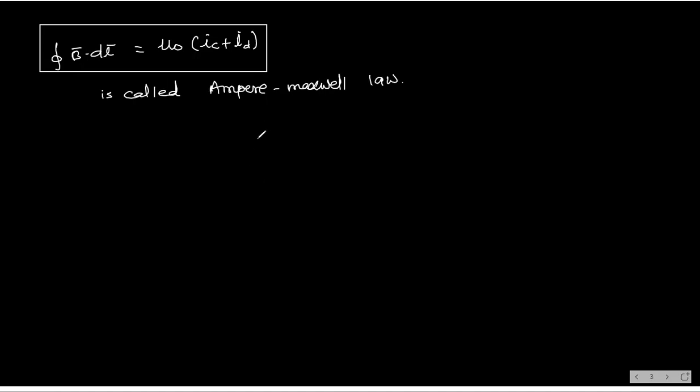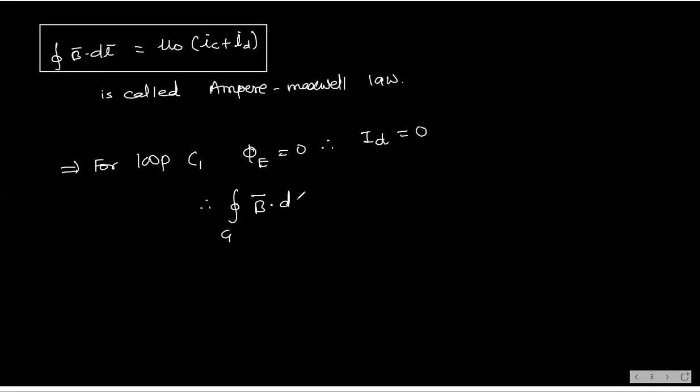Now for loop C1, for loop C1, phi E is equal to 0, and therefore displacement current is equal to 0, and hence closed integral of C1, that is B bar dot dl bar is equal to mu naught epsilon naught into d phi E by dt.